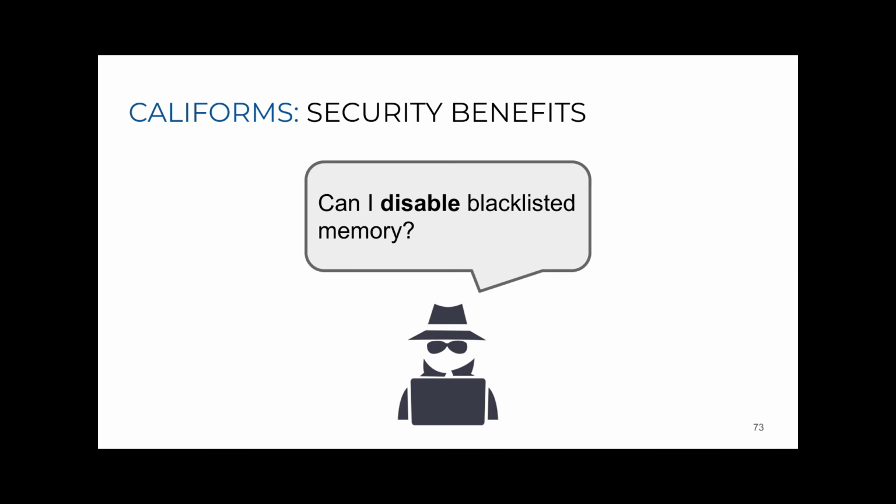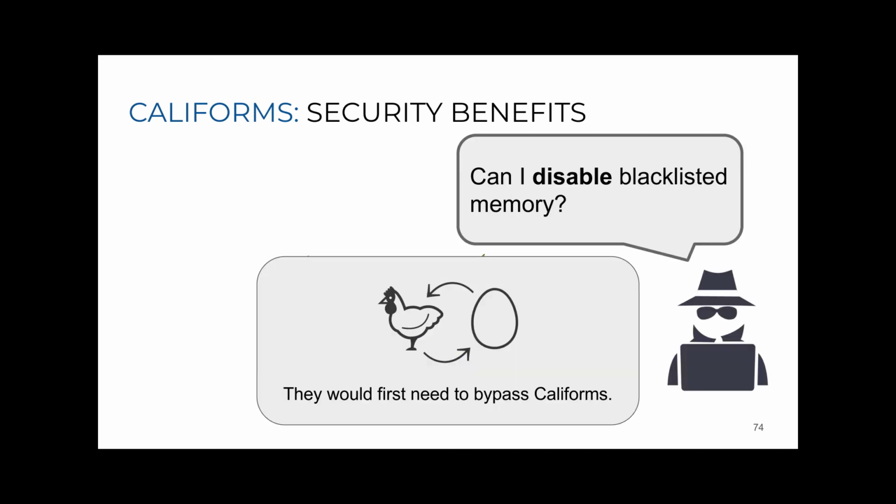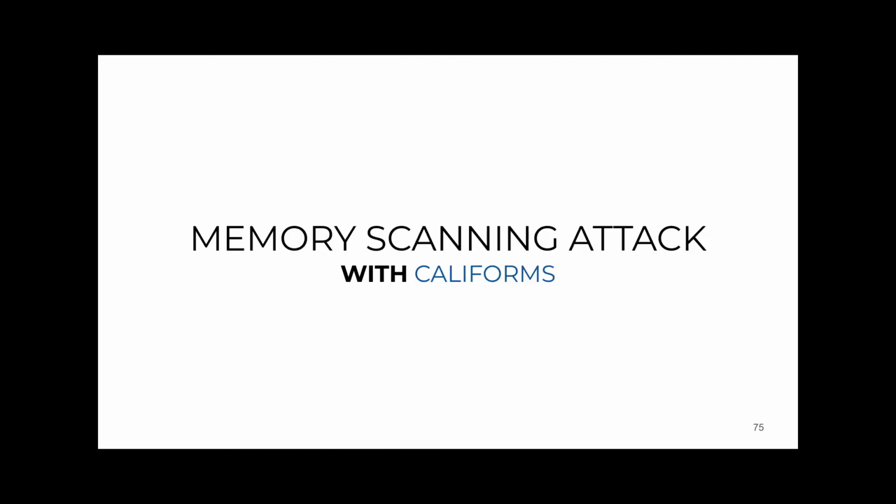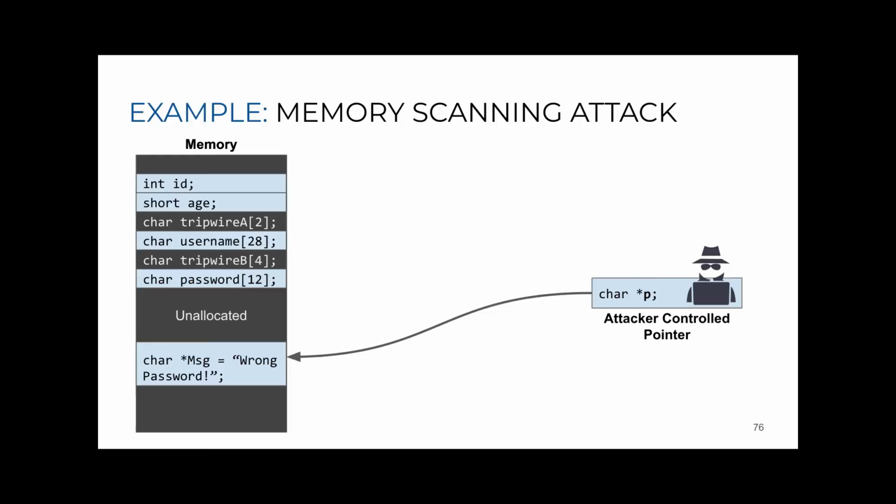Now, a natural question to ask is whether the attacker can make their lives easier by just disabling the blacklisted locations using the same mechanism used to enable them. The answer is no. To do so, the attacker would first need to bypass Califorms. That is, they have to exploit a memory safety vulnerability, scan for the necessary gadgets, and actually use them. Now, to see this more concretely, let's walk through an essential part of every attacker's workflow, a memory scanning attack.